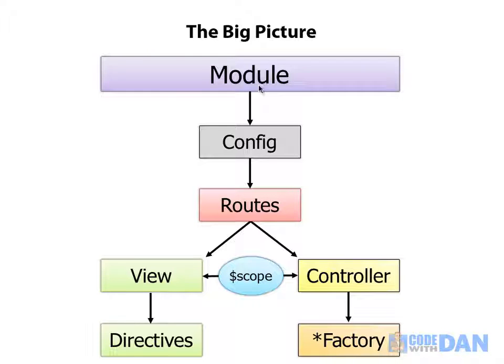Now, from a big picture standpoint, we've discussed quite a bit up to this point. We've talked about modules and how they act as containers, how we can configure routes, which have views and controllers, and use scope for data binding, and also talked a little bit about directives. So now we're going to focus in this area right here with factories.